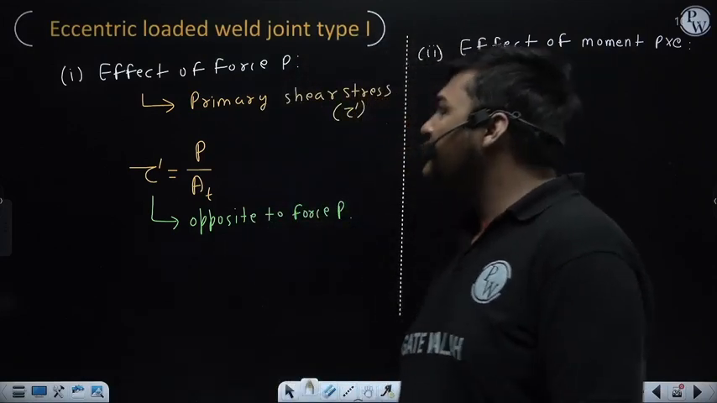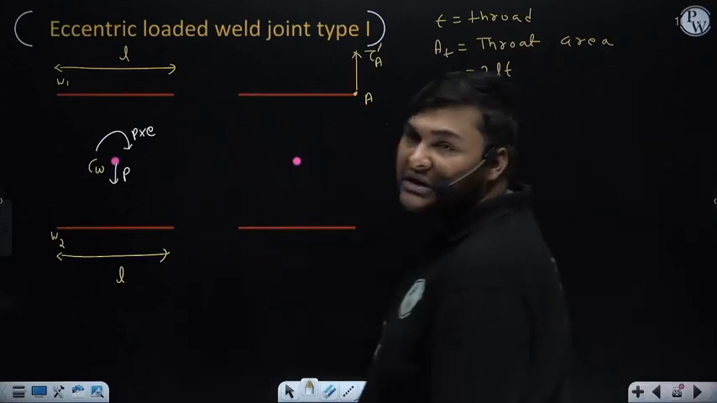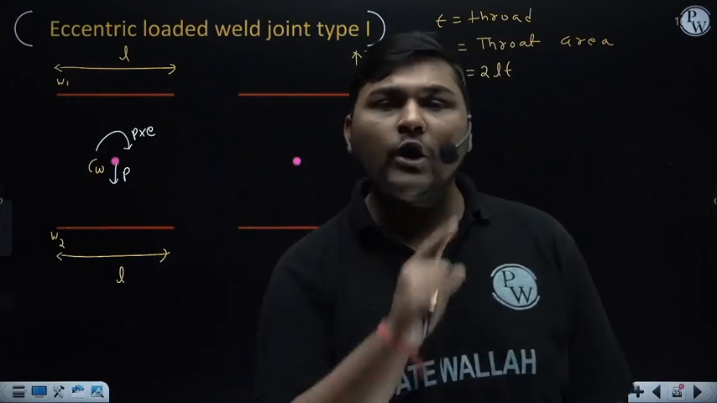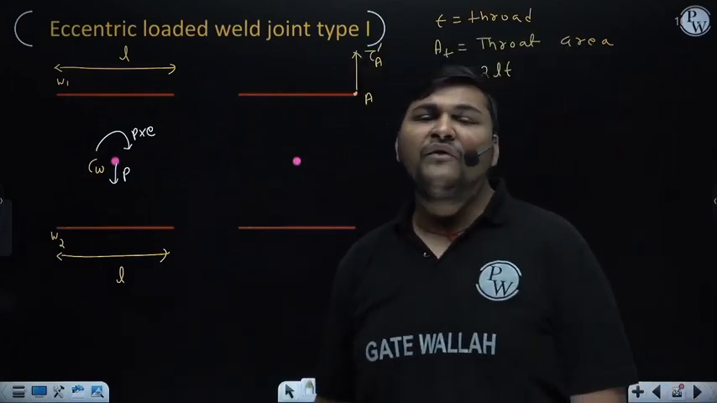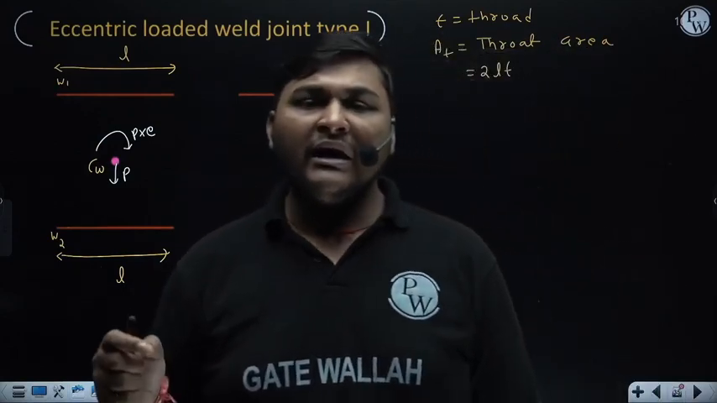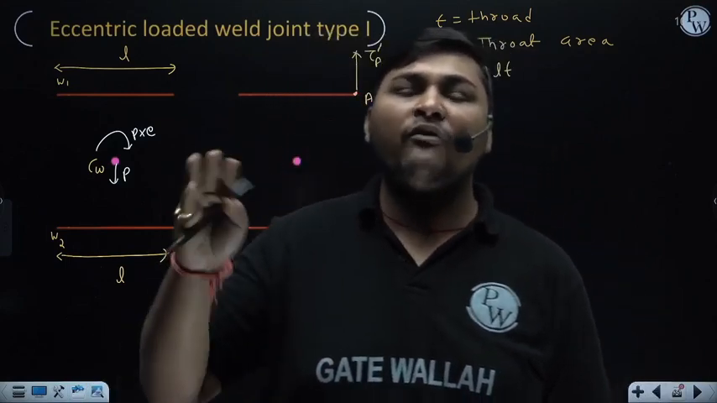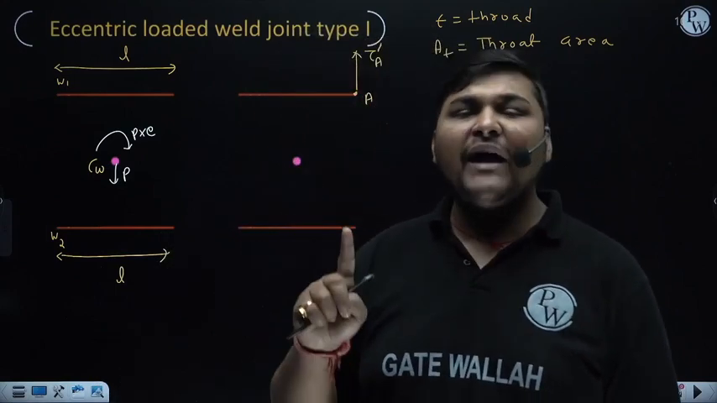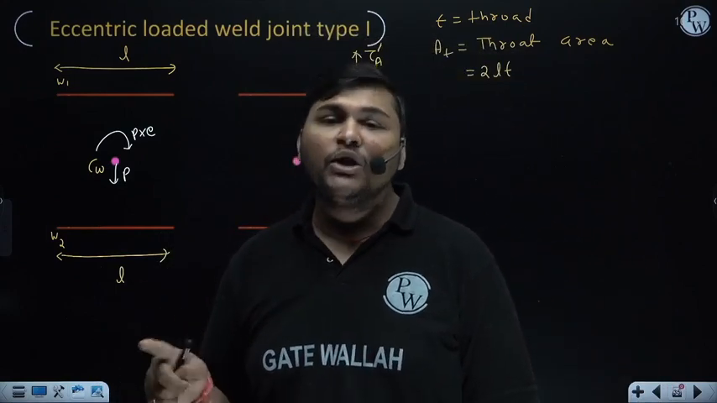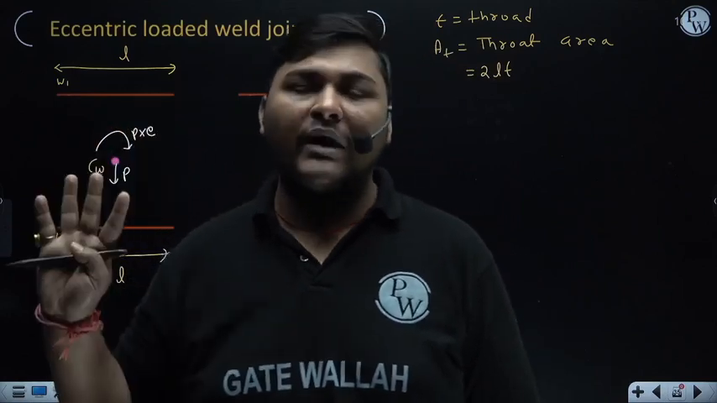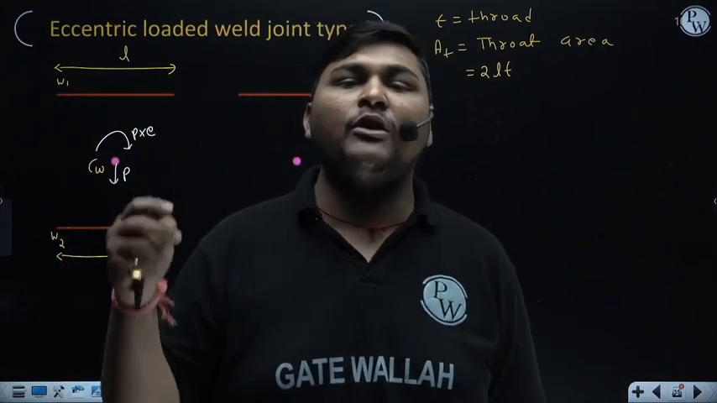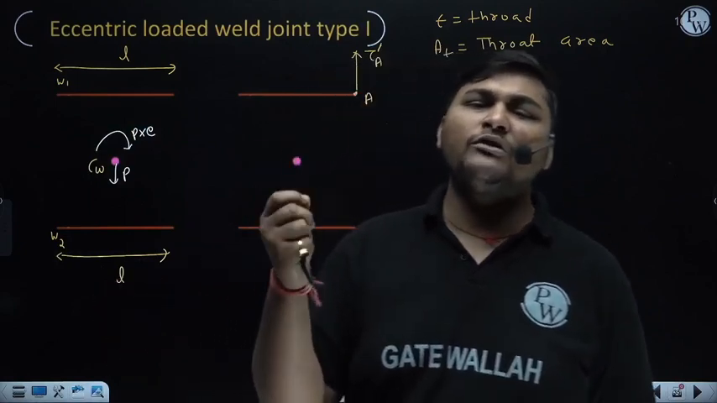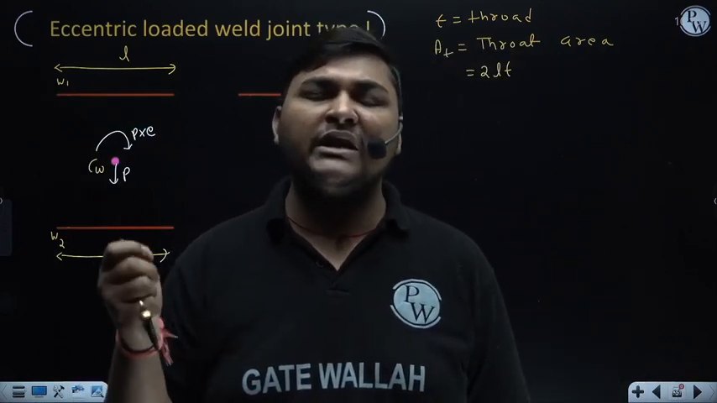For that we need to see whether this moment P into E is bending moment for this weld, because we are calculating stress in weld, or torsion moment of this weld. If any moment is coming about the axis which is along the plane of weld, that moment will be bending moment for the weld. But if any moment is coming about the axis which is perpendicular to the plane of weld, that moment will be torsion moment for the weld. You already know the definition of torsion moment and bending moment, you have studied in strength of material.